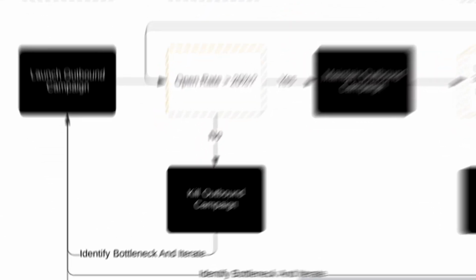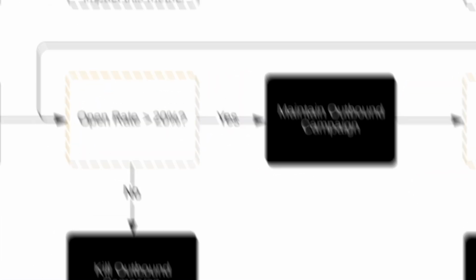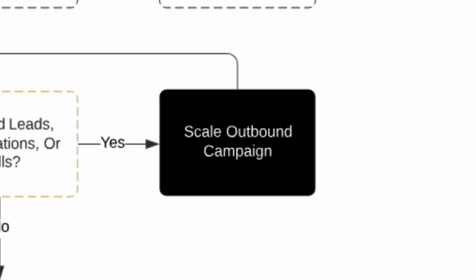Like, what campaigns do we kill? What campaigns do we keep? What metrics to look out for? What to fix if something is broken? And how to properly scale a successful lead generation campaign.